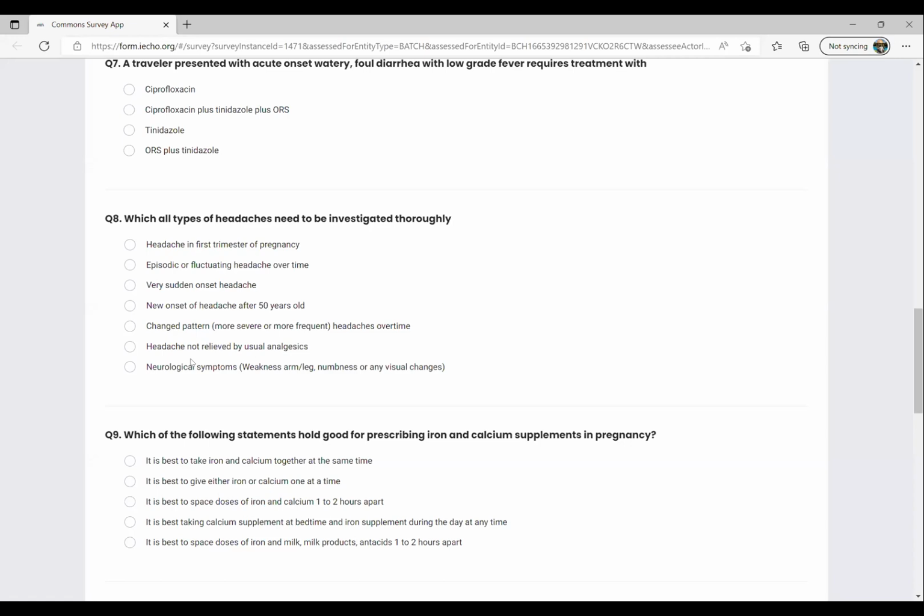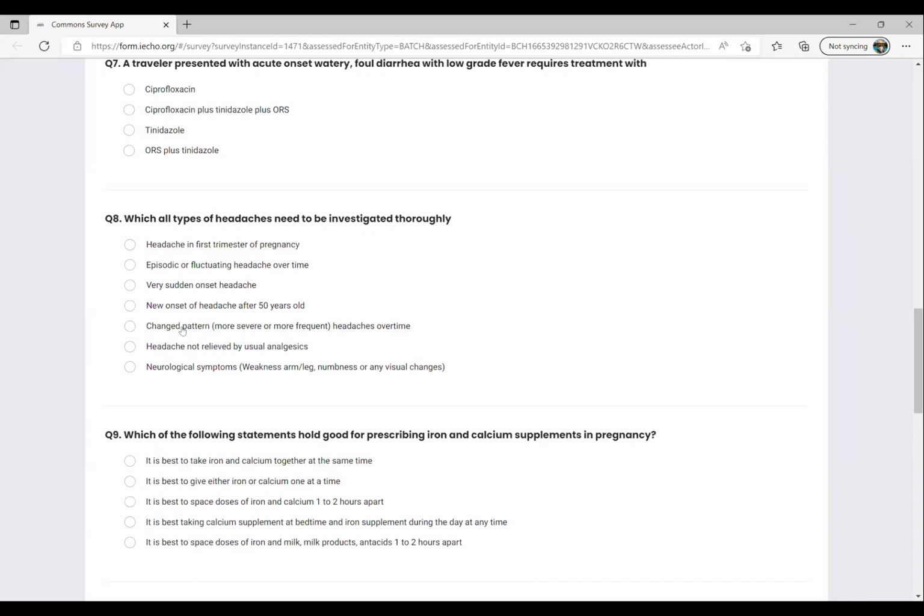So, in the options given here, the various red flag signs have been listed. If it is a very sudden onset within a few seconds or minutes, if there is a severe headache, or an adult patient who was otherwise healthy and had no history of headaches in the past suddenly develops these severe headaches after 50 years, or there is a change in pattern, the person had been having headaches earlier, but suddenly the pattern has changed over the years, or the severity has increased.